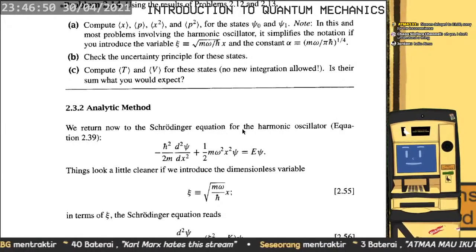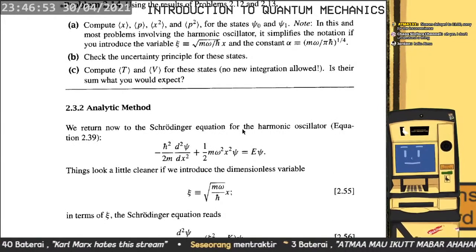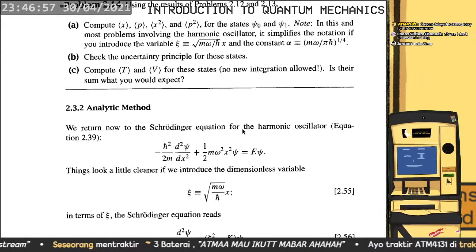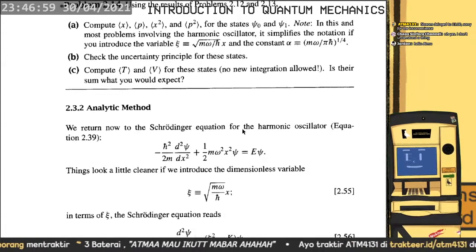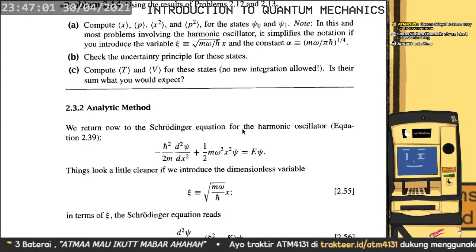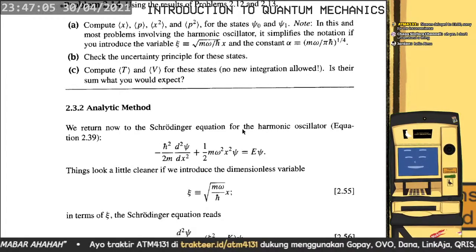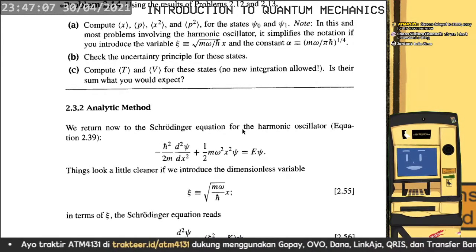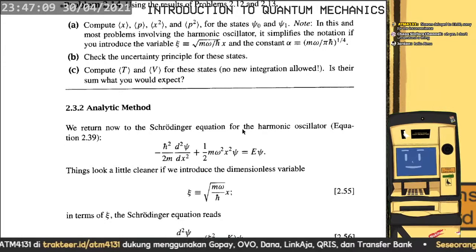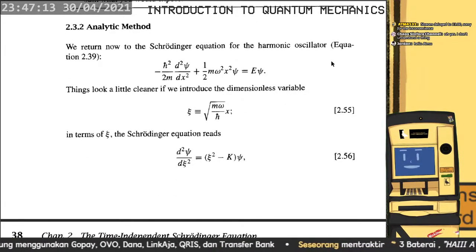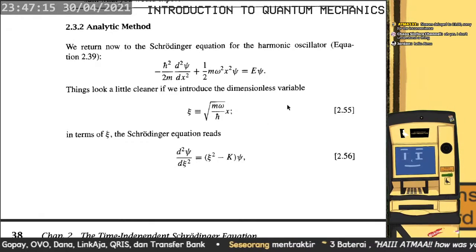So yeah, that was section 2.3.1, the algebraic method. Now for the analytic method, we return to the Schrödinger equation for the harmonic oscillator, Equation 2.39, like this. Things look a little clearer if we introduce the dimensionless variable.